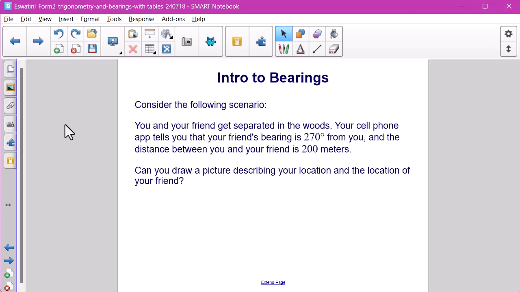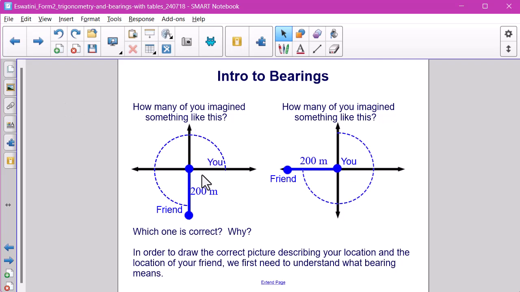Take a moment to pause this video and think about it, and when you're done, unpause it. How many of you imagine something like this, where you are here facing to the right and your friend is 270 degrees away from the way you're facing? Others may have imagined this. You are facing this upwards direction and your friend is 270 degrees to your left. Which one is correct and why?